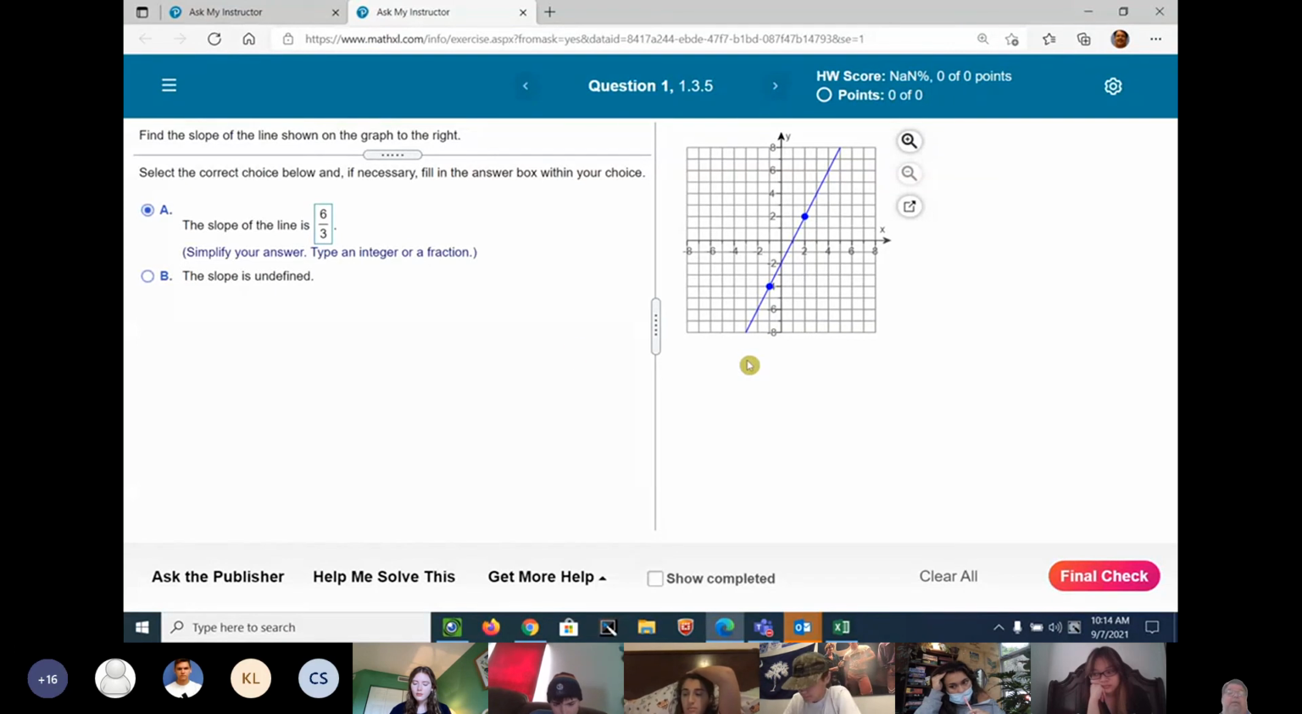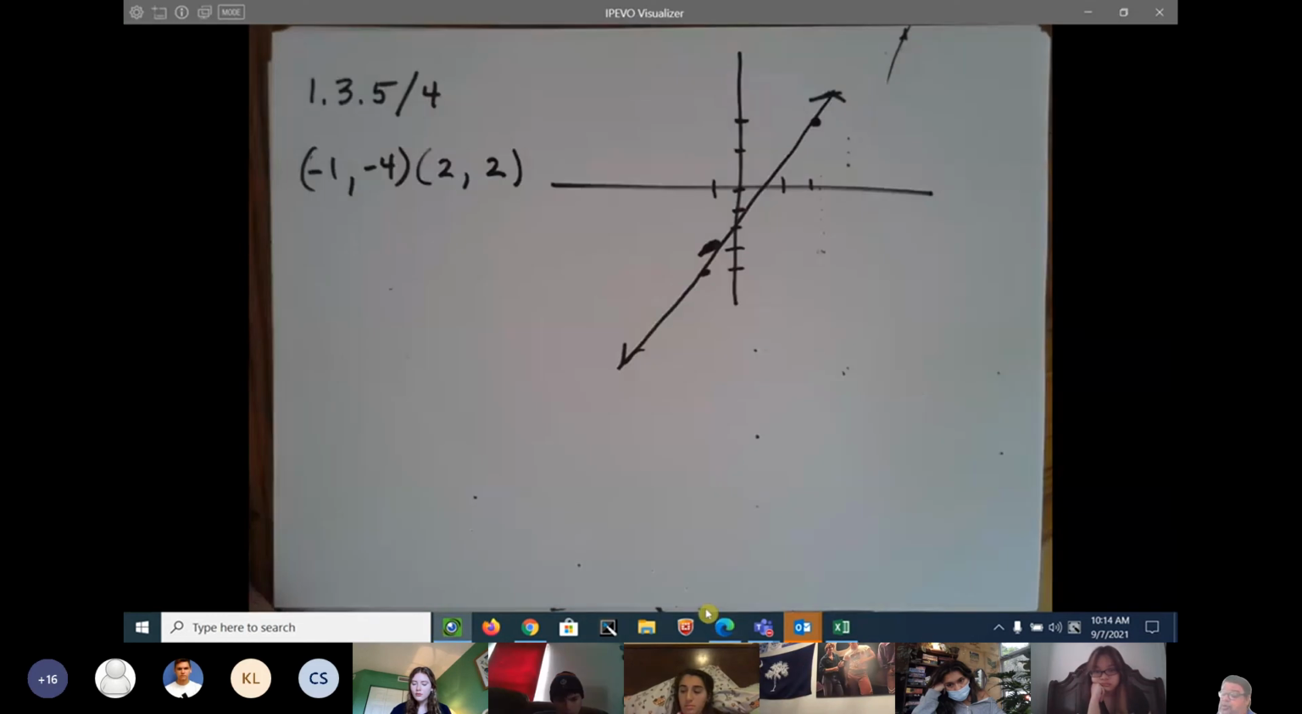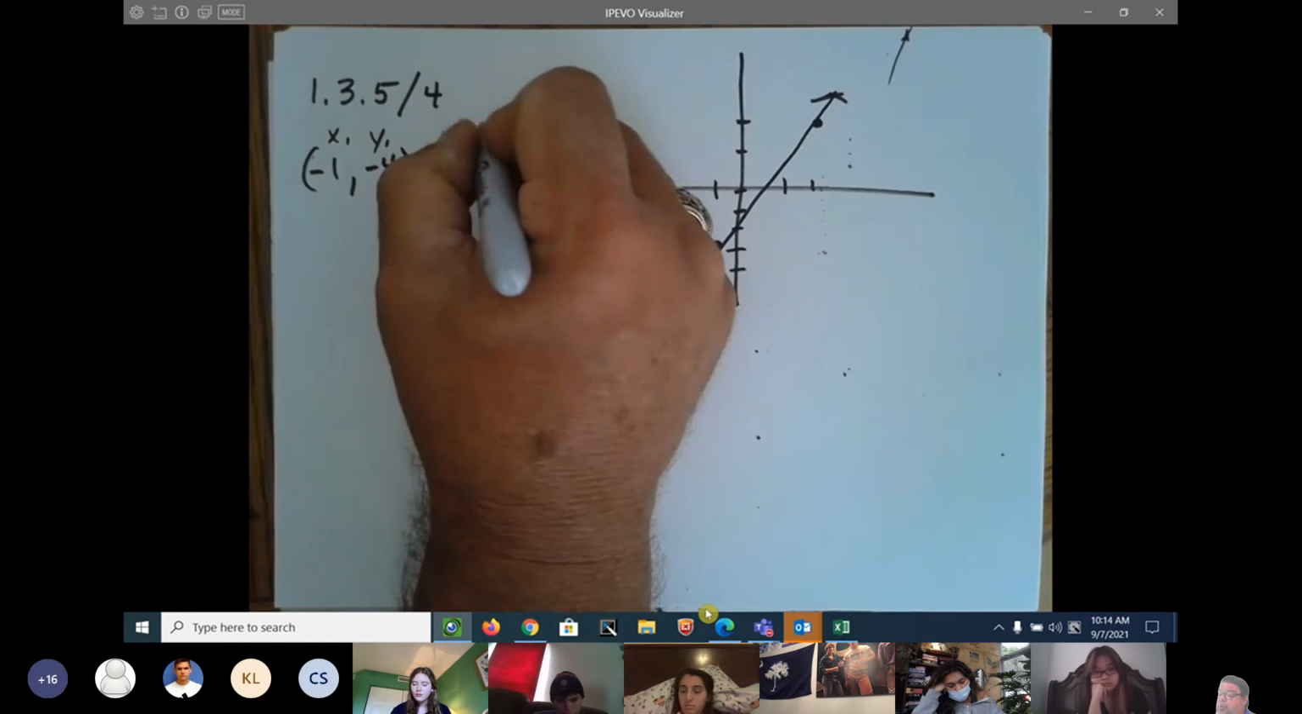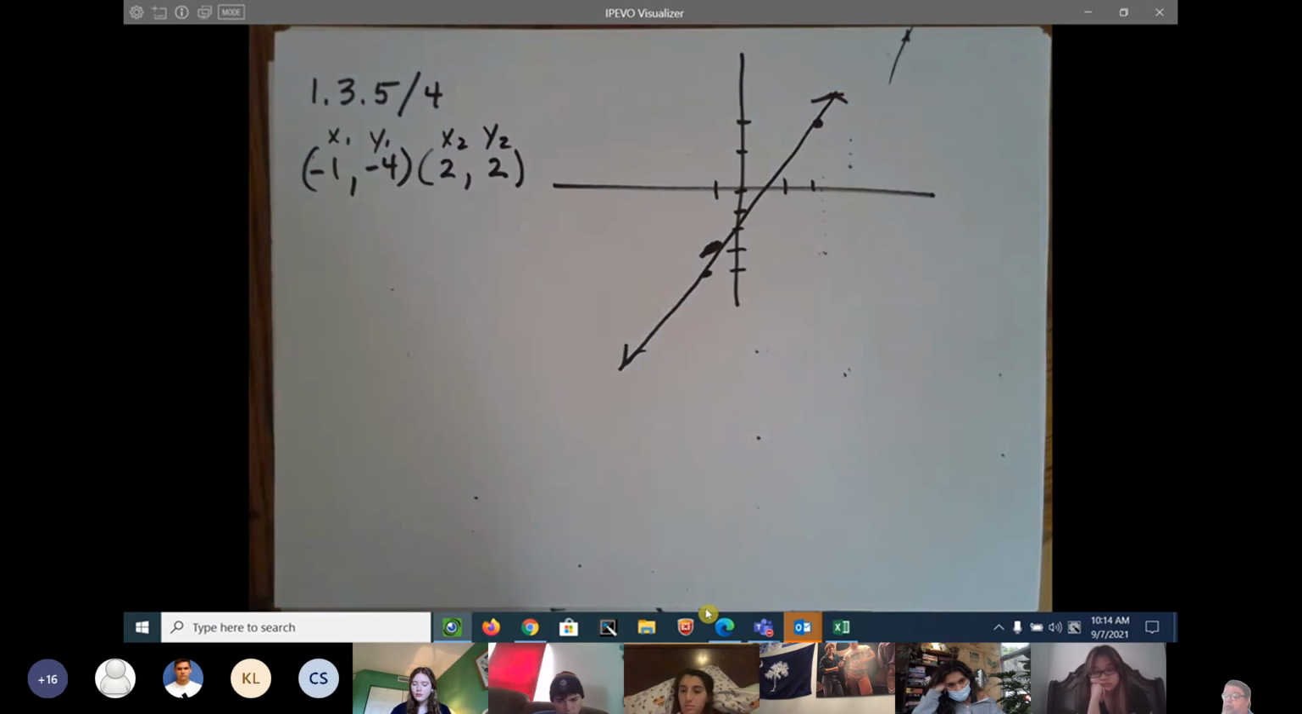So there's my line. Y'all see it. Mine looks terrible compared to this. So we've got a point at -1 and -4, and we've got a point at 2 and 2. This is x sub 1, y sub 1. This is x sub 2, y sub 2. And they want to know the slope.